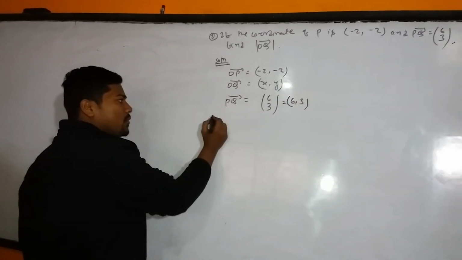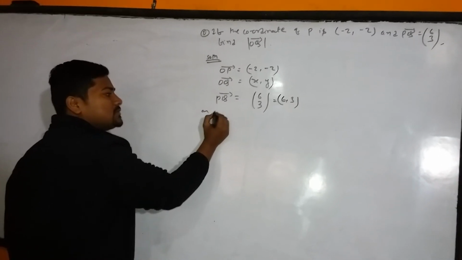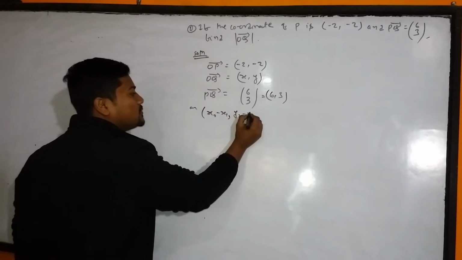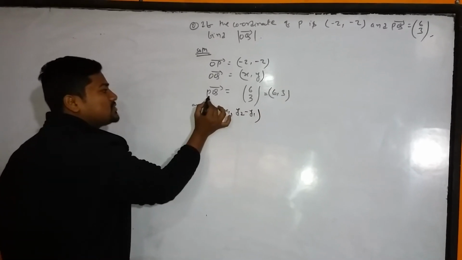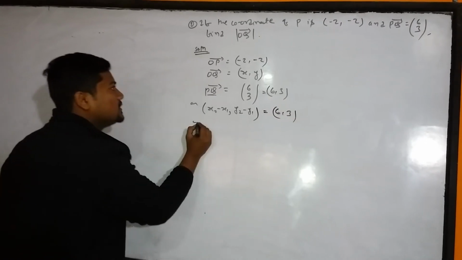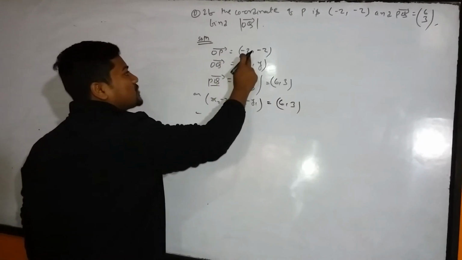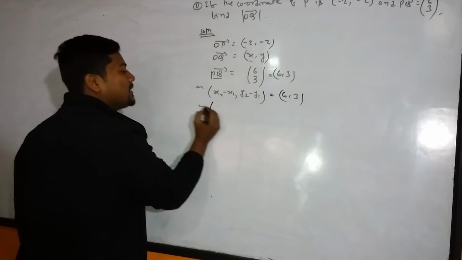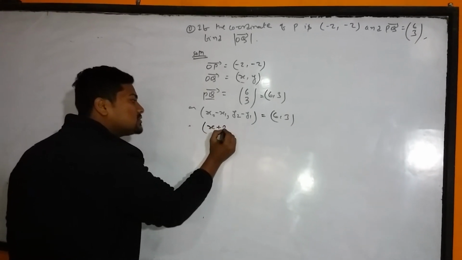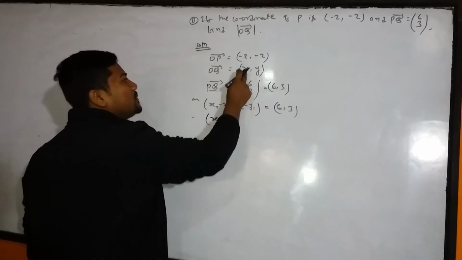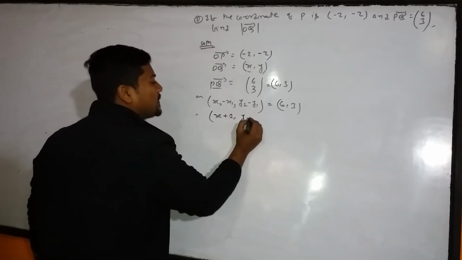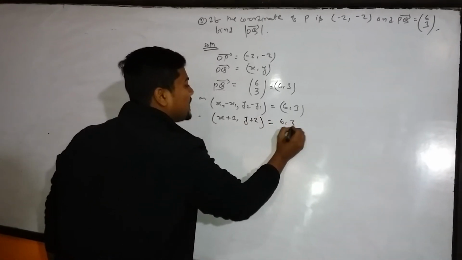Now we know the formula. The PQ vector formula is (x2 minus x1, y2 minus y1). In place of PQ I wrote the formula, and (6, 3) is the same. Here x1, y1 are the coordinates of P and x2, y2 are the coordinates of Q. So we get x plus 2, because x2 minus x1, and y plus 2, equal to (6, 3).